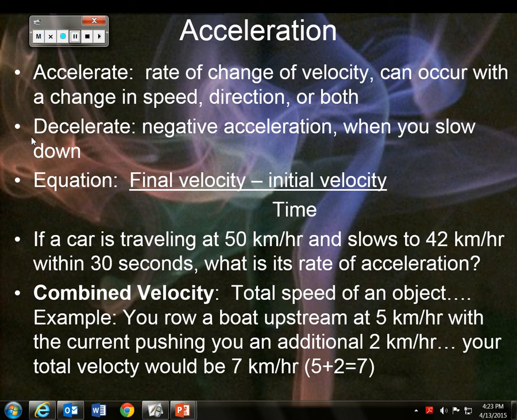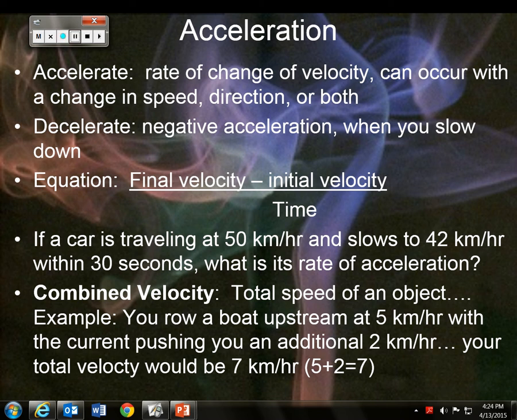Okay, accelerate or acceleration is the rate of change of velocity. It can occur with a change in speed, direction, or both. It's when you're speeding up. Decelerate or deceleration is negative acceleration. It's when you slow down. And the equation for acceleration is final velocity, and velocity is the same as speed, so final velocity minus the initial velocity, divided by time.